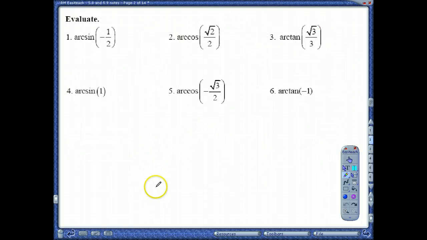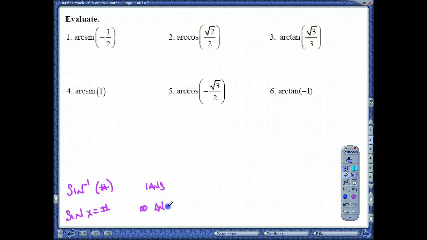All right, so when they ask us to evaluate our inverse trig functions, whenever you're doing an inverse trig function, looking at that value, there's only going to be one answer. If we're talking about the whole entire equation, that's when we have an infinite number of answers. So when you see an inverse trig function, think one answer.